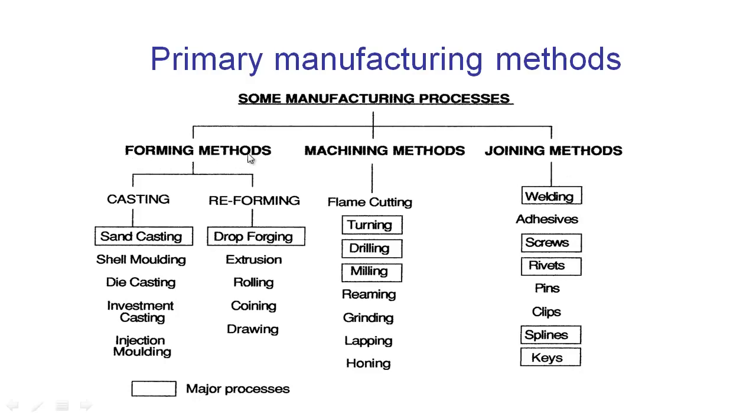Firstly, we have the forming methods, and within these forming methods we have both casting and reforming. Casting is a process where we take something that is liquid, sometimes a metal, sometimes a plastic, and then we pour it into a mold and then let it set so that it hardens, and then we take out the part, which we can then do further processing on and machining on to bring up to the final desired standard.